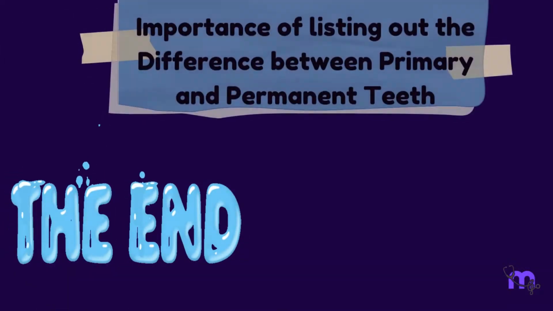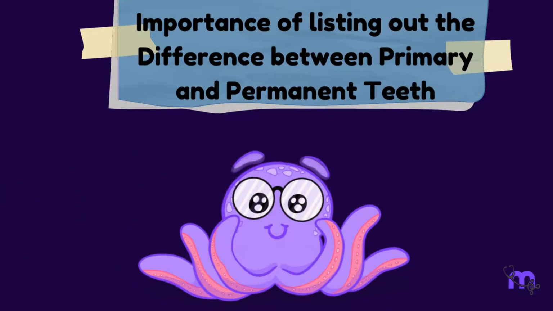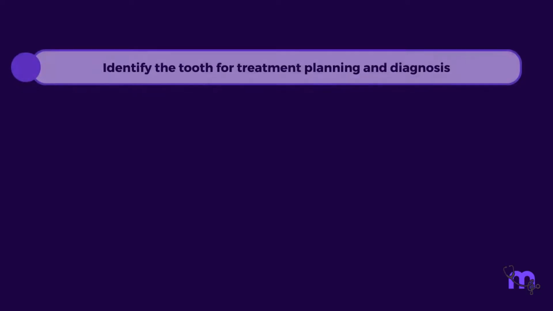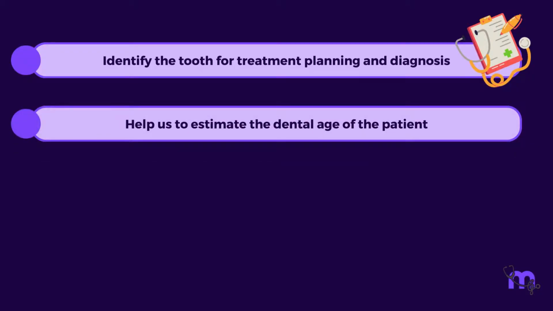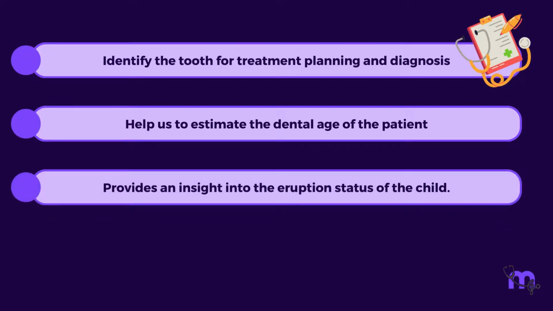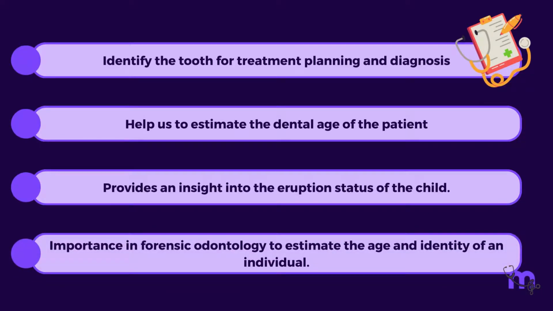Let us end this video with the importance of listing out the difference between primary and permanent teeth. First of all, it is clinically very important to identify the tooth for treatment planning and diagnosis. Second, it helps us to estimate the dental age of the patient. Third, it provides an insight into the eruption status of the child. Finally, it is of great importance in forensic odontology to estimate the age and identity of an individual.